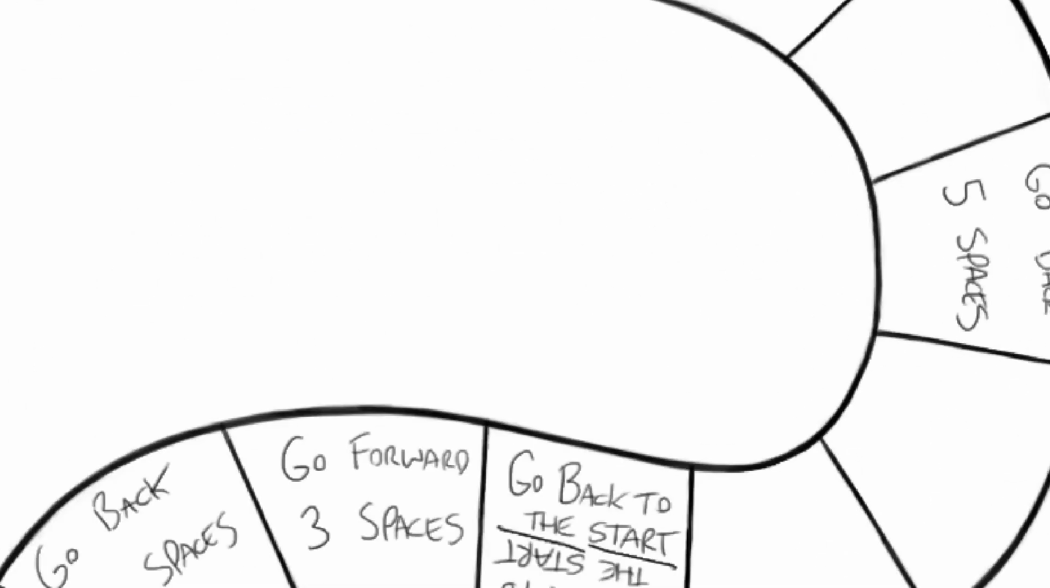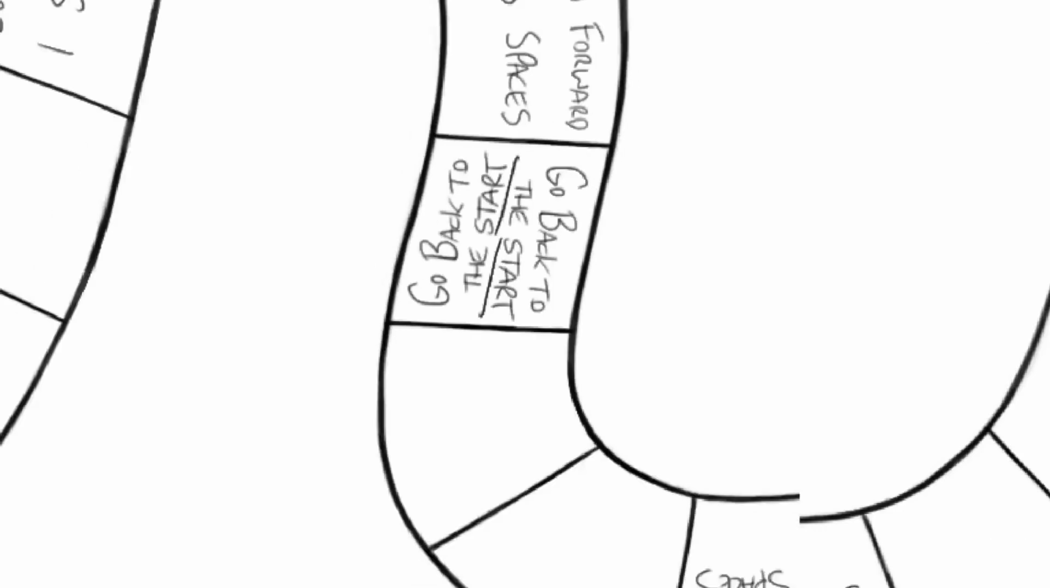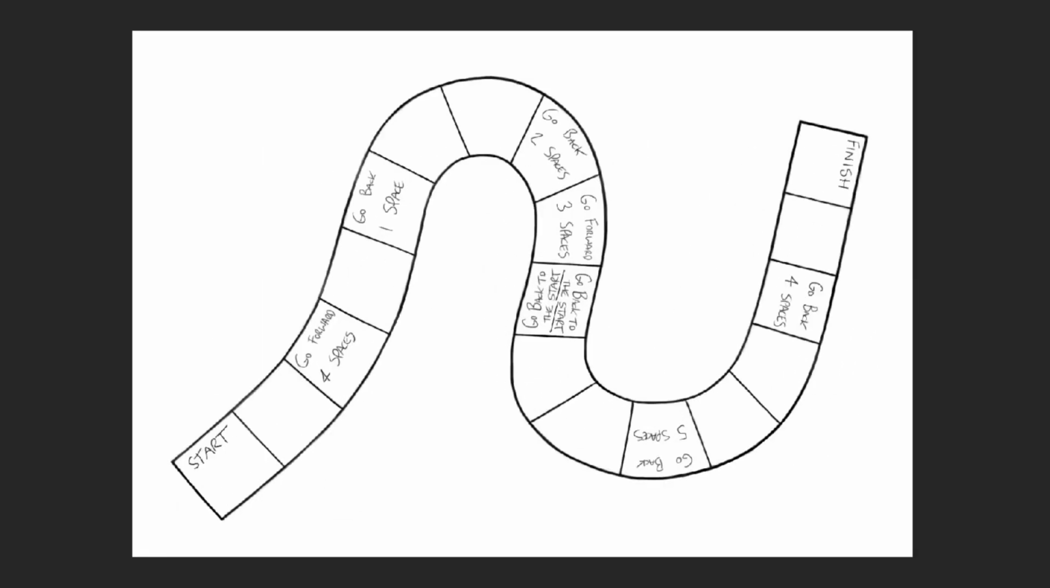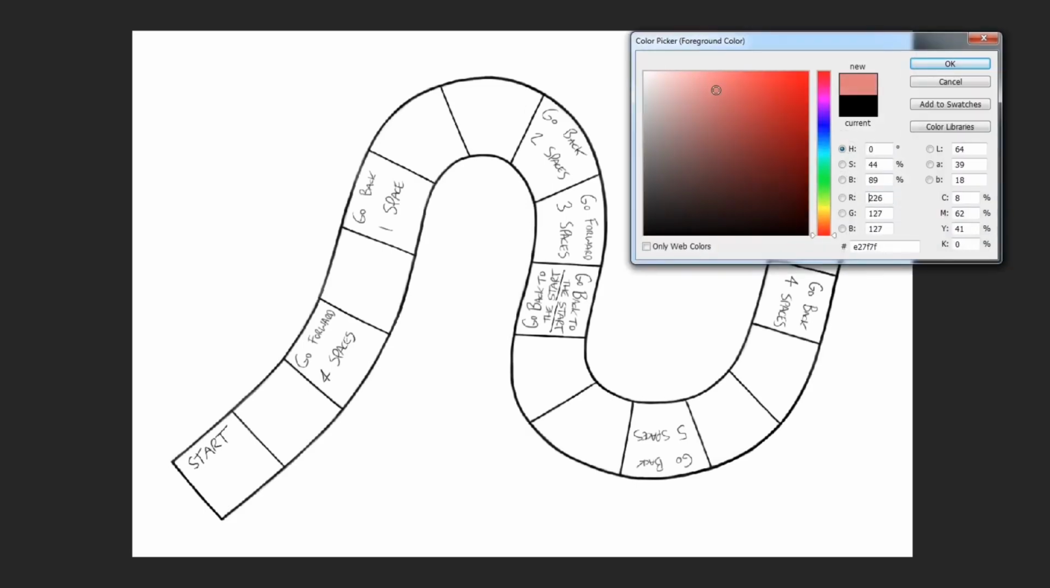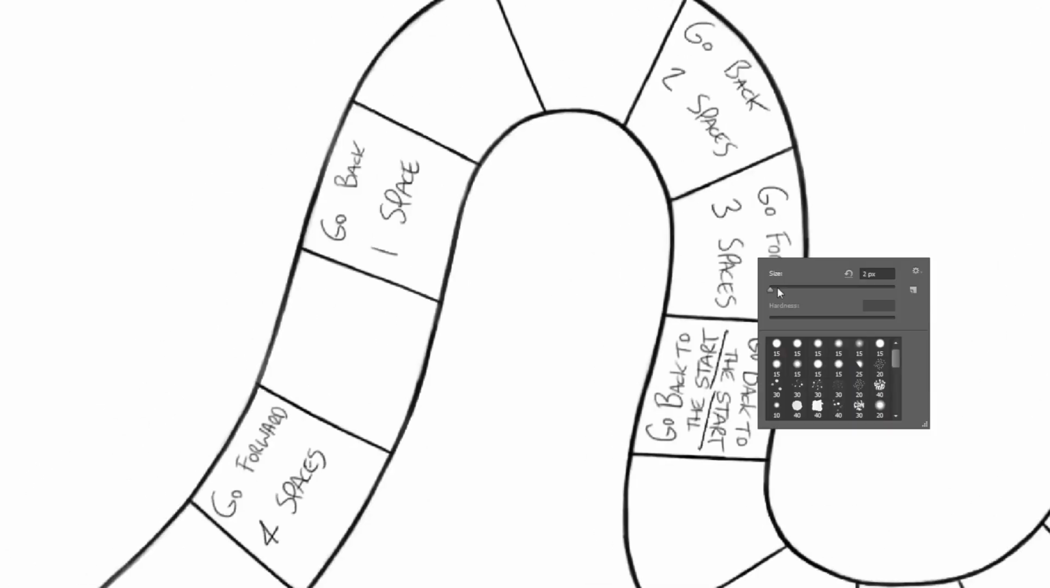Okay, so let's look at what we've got so far. I think that's enough. I think that's pretty good. So we've got 2 forward spaces and 5 back spaces. So the reason why I've got more back than forward is to extend the game, basically.